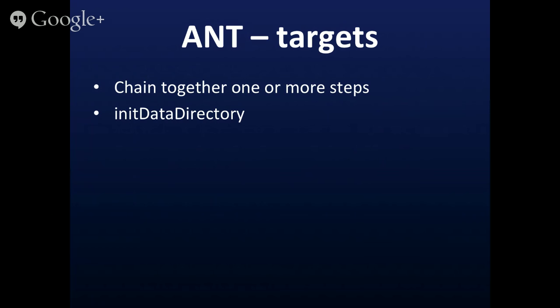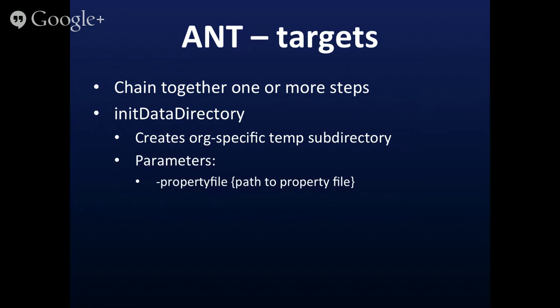The first one to talk about is called init data directory. What this does in my setup is create an org-specific temp subdirectory. This is where that orgs directory that you saw when you looked at the directory structure comes into play. We pass the property file, like I mentioned before, and that's the only thing we do.